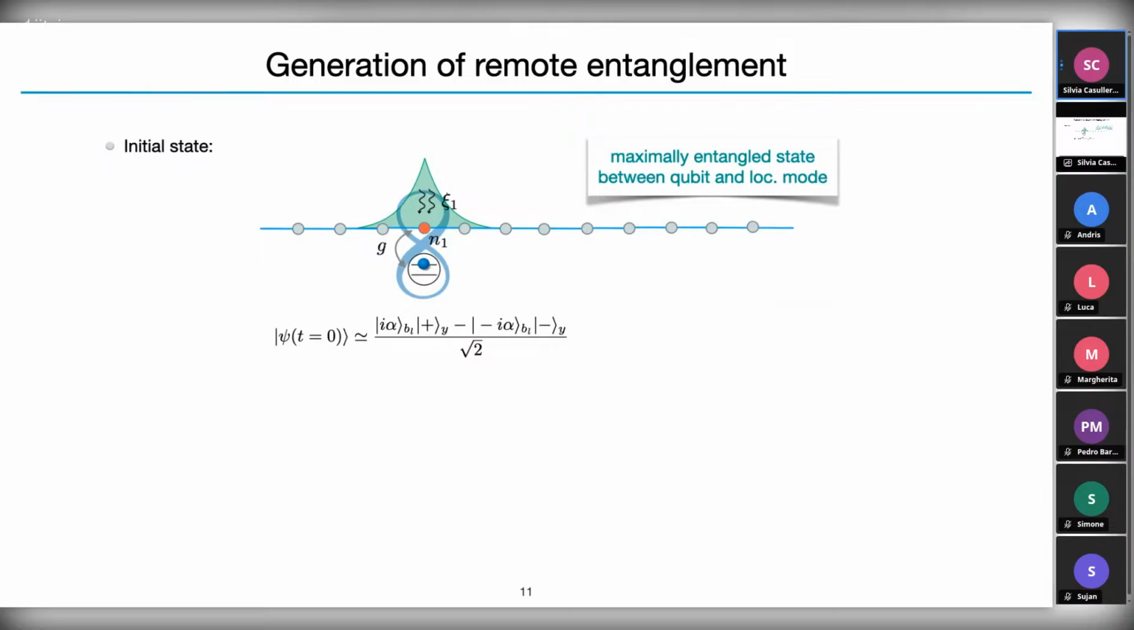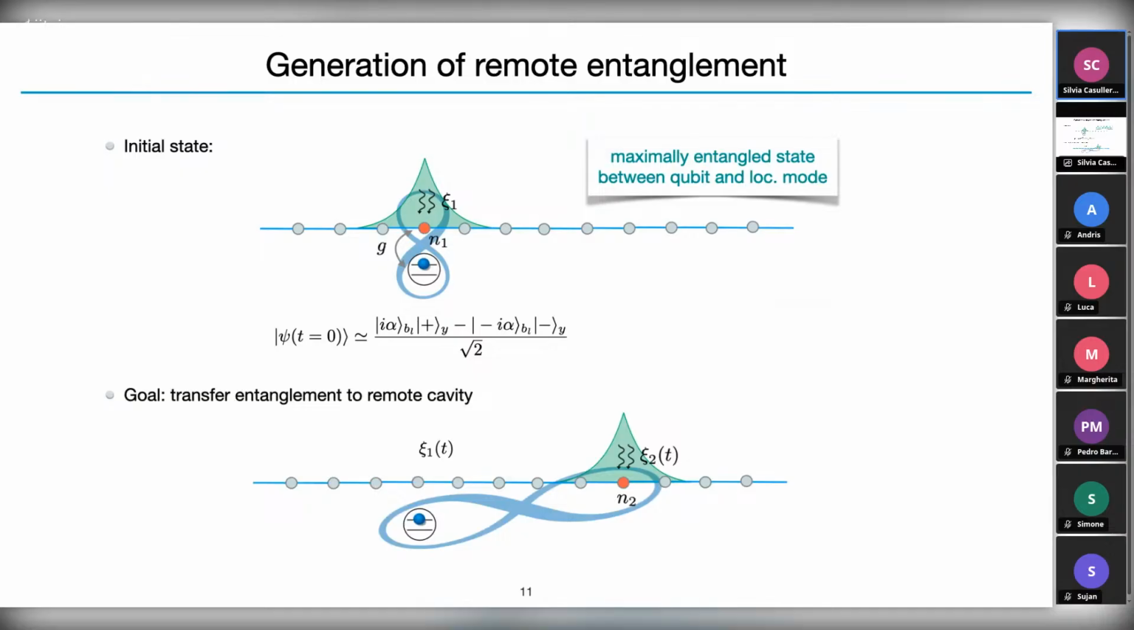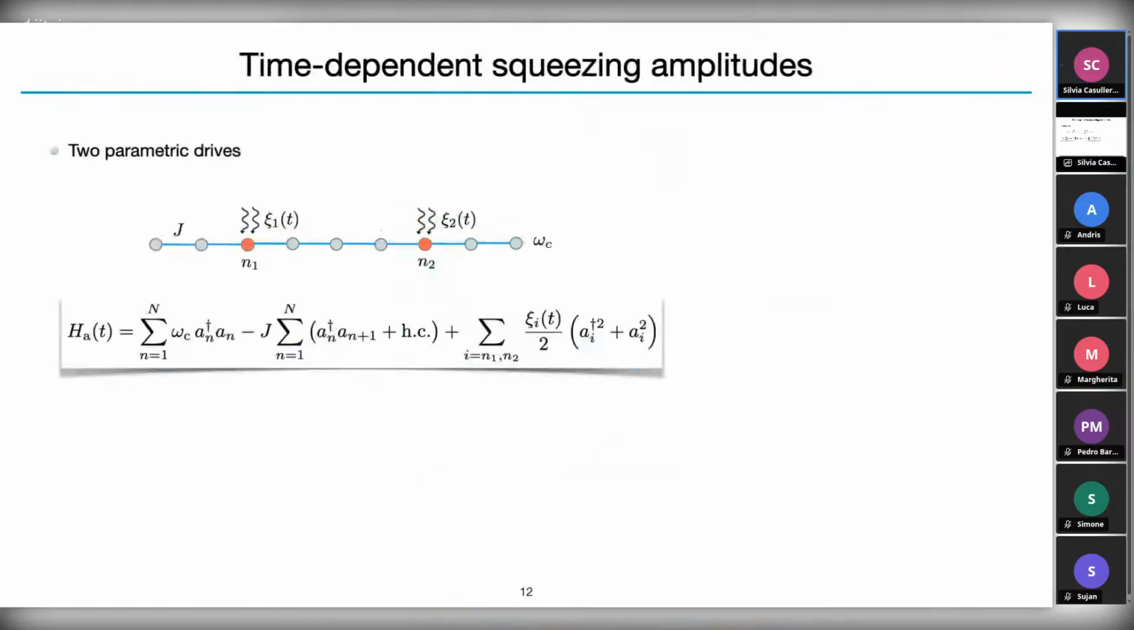And then we will want to now transfer this to being entangled to a localized mode that lives in a very remote cavity. We'll do this by now tuning as a function of time the squeezing, both in the original cavity and in the cavity that we want to transfer it to. So now we are considering two parametric drives, one in the original cavity, one in the target cavity. Same phenomenon that I brought before, but now we have two squeezed cavities and a time-dependent amplitude of the squeezing.